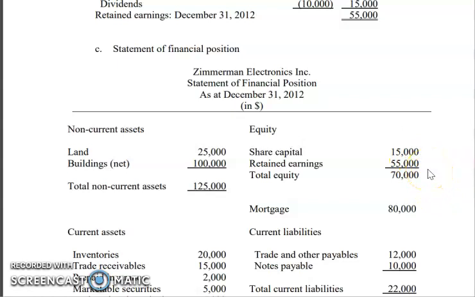So now we can take that 55,000 and bring it down and put it in on our equity section of our statement of financial position. And as you can see here, they have brought the share capital over as well, added in the retained earnings to give total equity of 70,000.